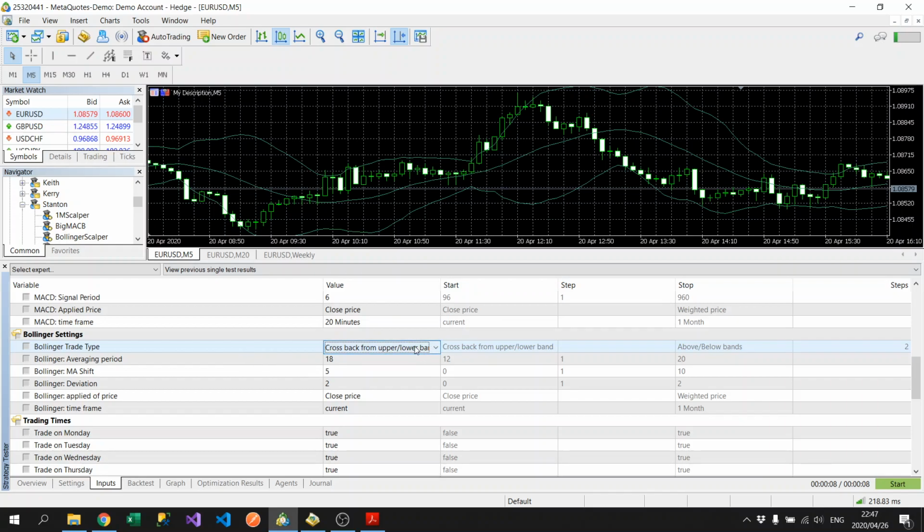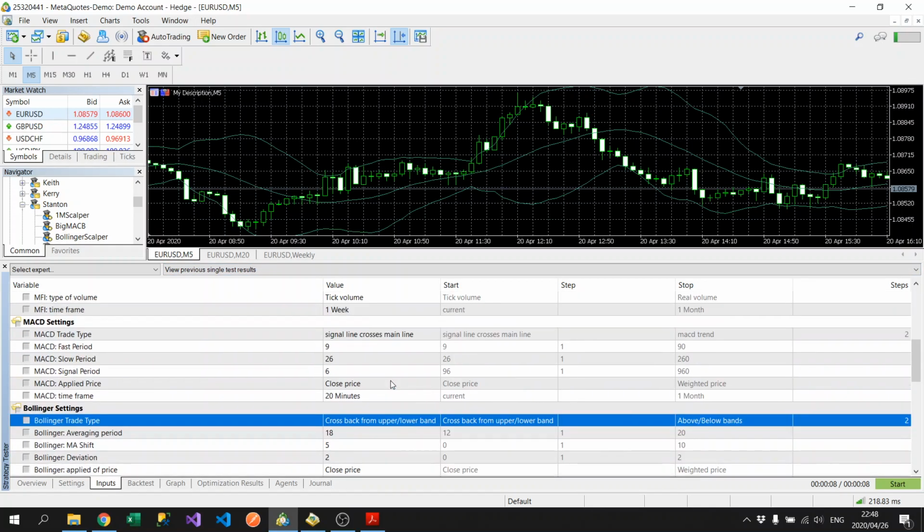So that is the cross back from upper and lower bands, and the break above and below bands is just the standard break of the Bollinger Band. And on this trading, we always trade on the next candle. So if this candle broke through the upper band, this candle would have been the trade trigger. Okay, we've just got the standard Bollinger settings: the averaging period, MA shift, deviation, what price you apply to, and also what time frame you want the Bollinger Bands to be used on.